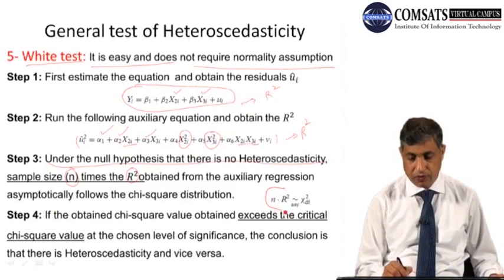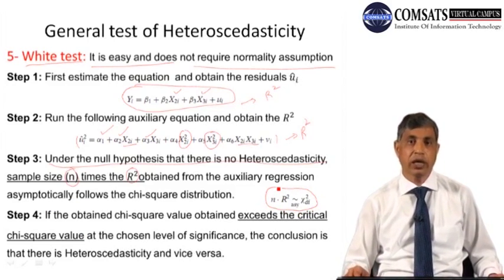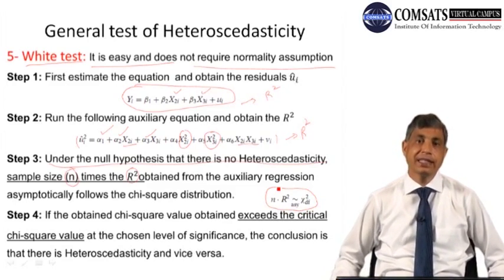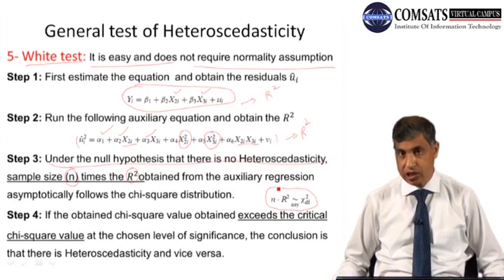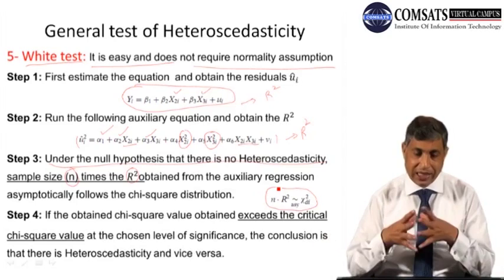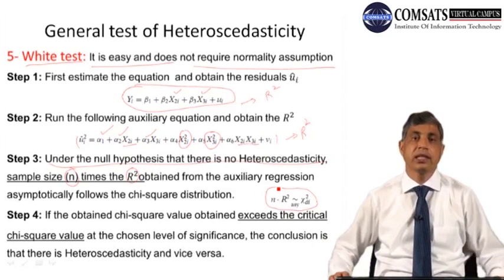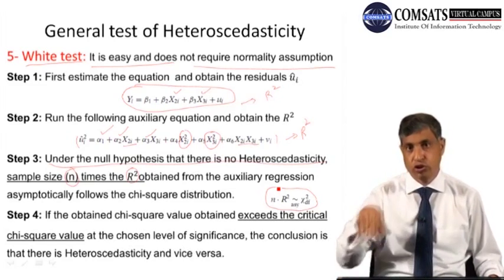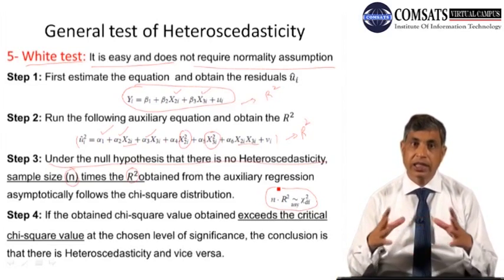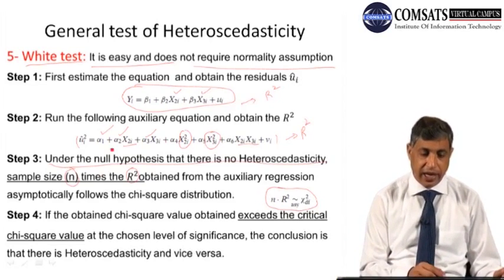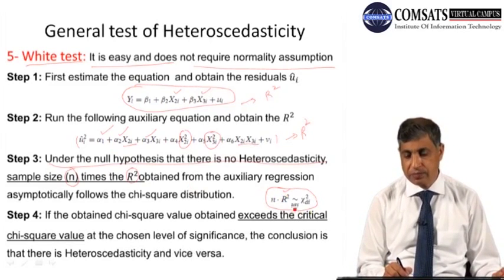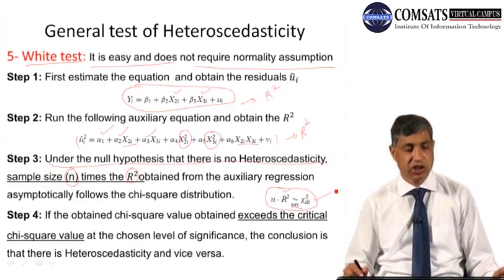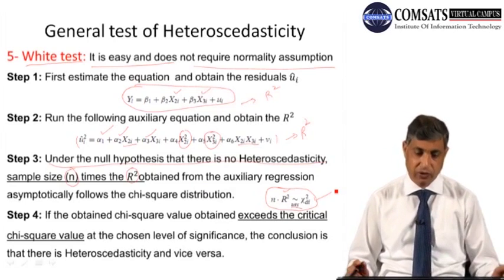What is this step? This is a bit technical. We are showing that we will test our null hypothesis by the chi-square distribution. In this auxiliary regression, our null hypothesis is that there is no heteroscedasticity, or, the same thing, that there is homoscedasticity. Under this assumption, n multiplied by r square asymptotically, in large samples, follows the chi-square distribution. Now we have supposed that this follows the chi-square.